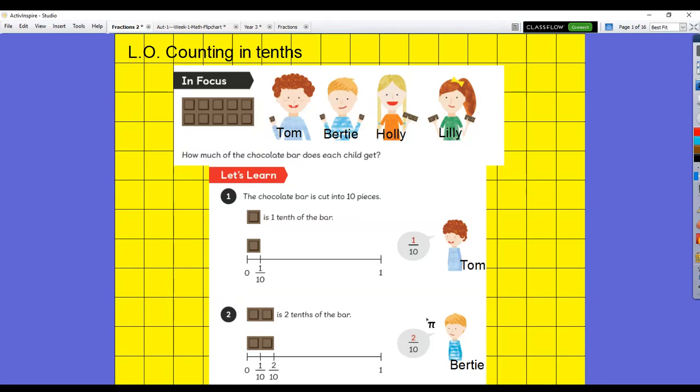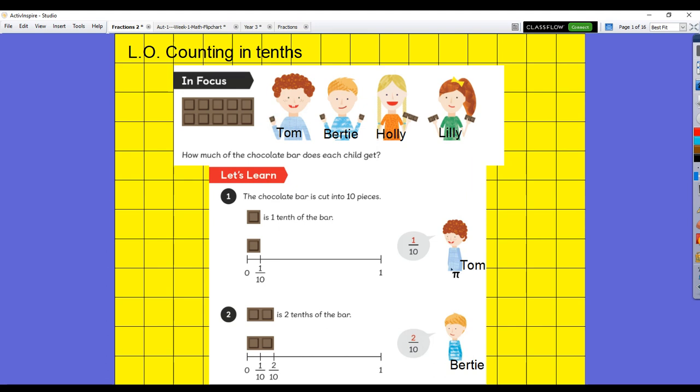Today we're going to be counting in tenths, okay? So if we're counting in tenths, that means whatever we have has been split into 10 parts, okay? So our chocolate bar up here, like yesterday, has been split into 10 parts. Let's double check so you can see that I'm correct. 2, 4, 6, 8, 10. Up here, our chocolate bar has been split into 10 parts.